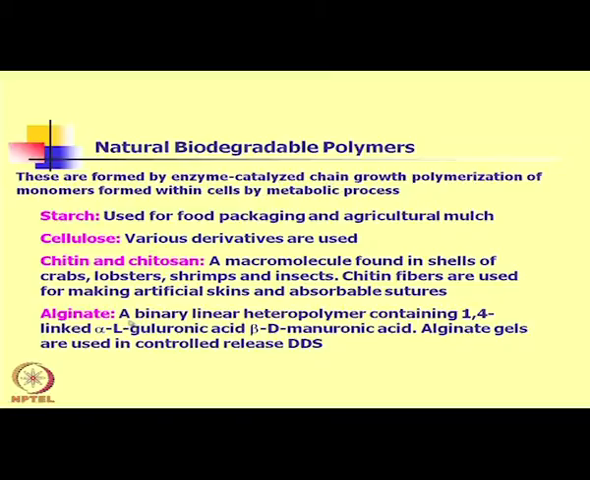Alginates are a class of polymer, a binary linear heteropolymer containing 1,4 linked alpha L guluronic acid or beta D mannuronic acid. Alginate gels are used in controlled release drug delivery system.